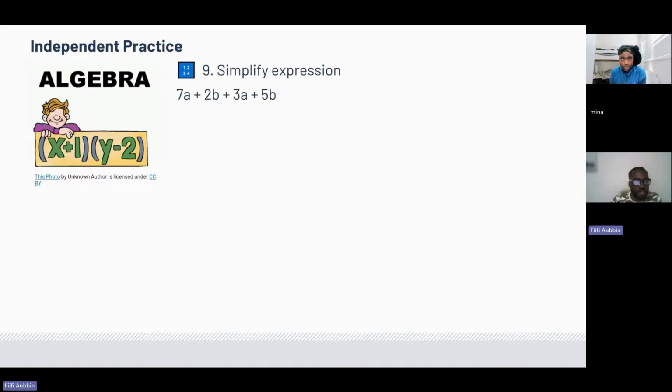Then simplify this for me. 7a plus 2b plus 3a plus 5b. 10a plus 7b. Yeah. So always group, okay? So 7a plus 3a plus 2b plus 5b. So we've got 10a plus 7b. That's it.